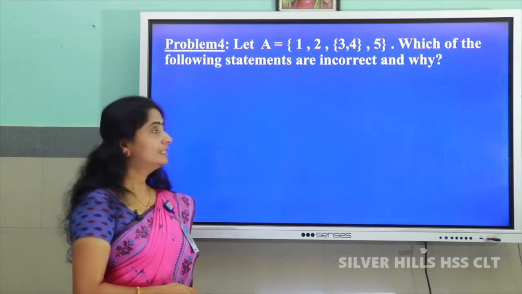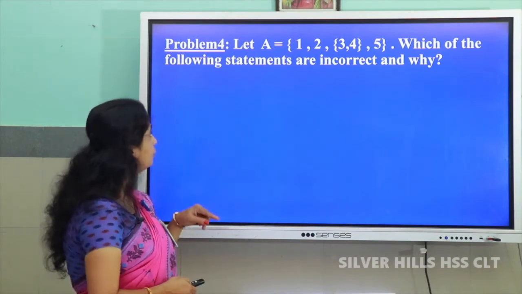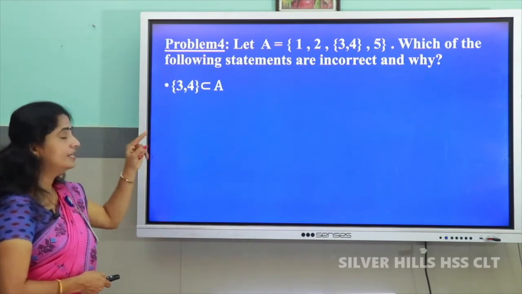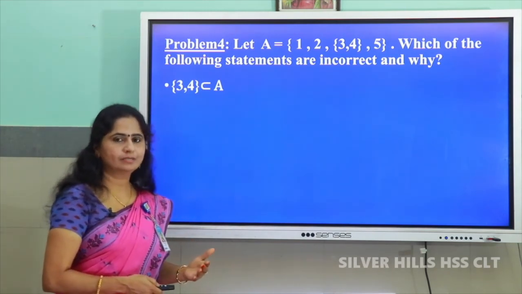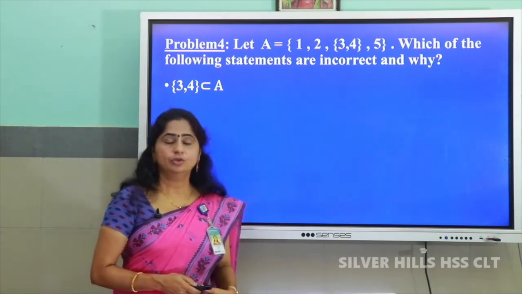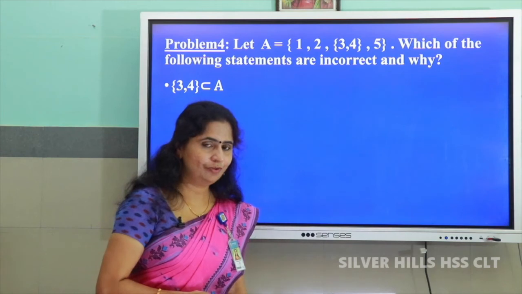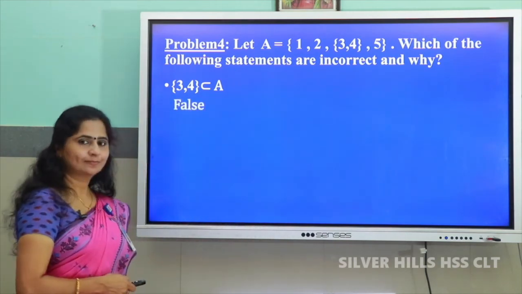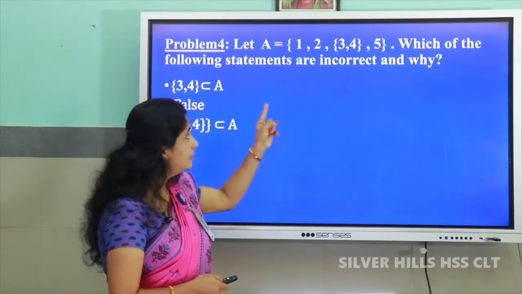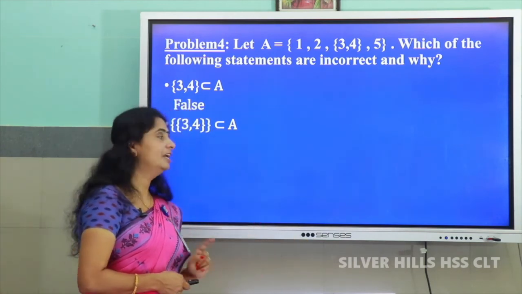Next problem. Let A be equal to the set {1, {2}, {3, 4}, 5}. Which of the following statements are incorrect and why? {3, 4} is a subset of A. Is it true or false? When we see, {3, 4} is an element in A. So we can only say {3, 4} belongs to A. We should not say it is a subset of A. Therefore, it is false. Next question. {{3, 4}} is a subset of A. Of course, {3, 4} belongs to A. So when you put another set notation, it is a subset of A. It is true.